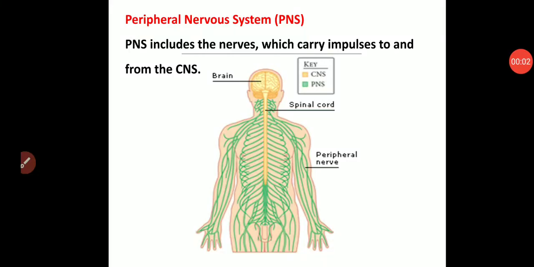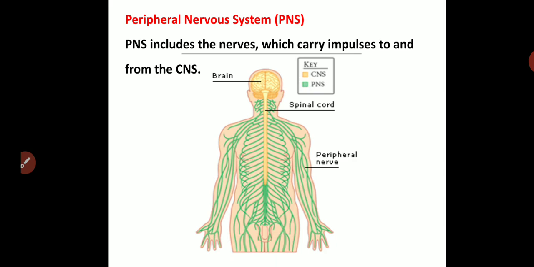The peripheral nervous system. All the whitish thread-like nerves which connect the various body parts with the central nervous system, that is the brain and the spinal cord, collectively constitute the peripheral nervous system. Now, as I'm saying, the whitish thread-like nerves. In this diagram, those same whitish thread-like nerves are shown with green color.